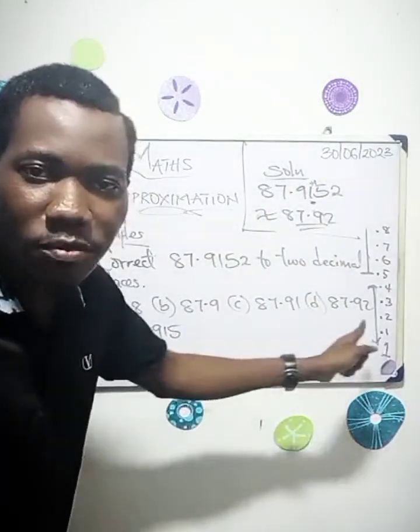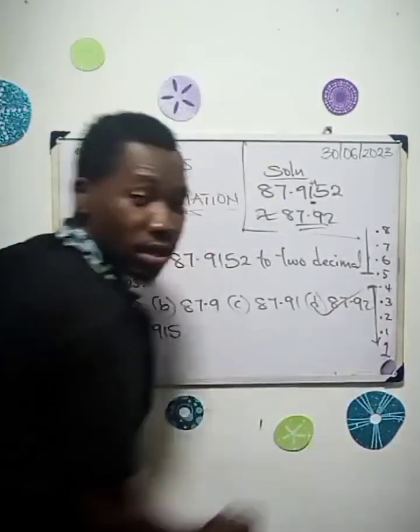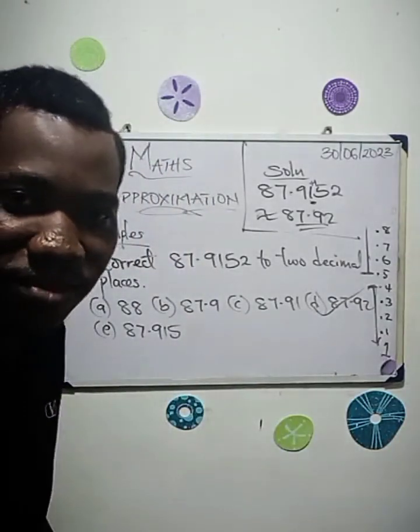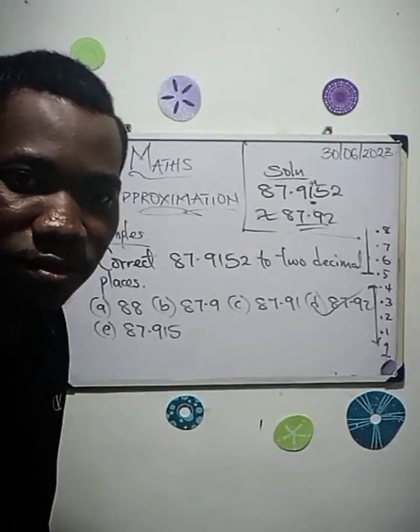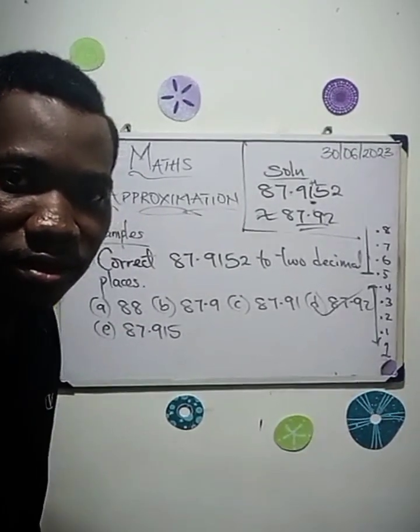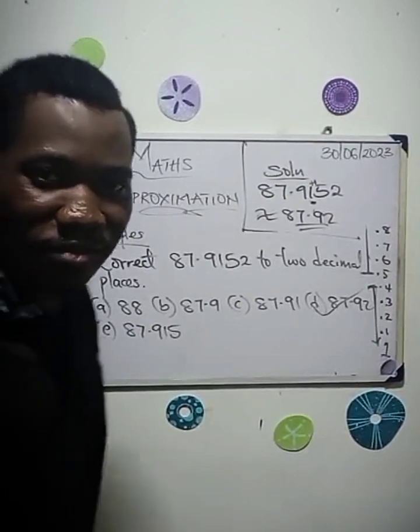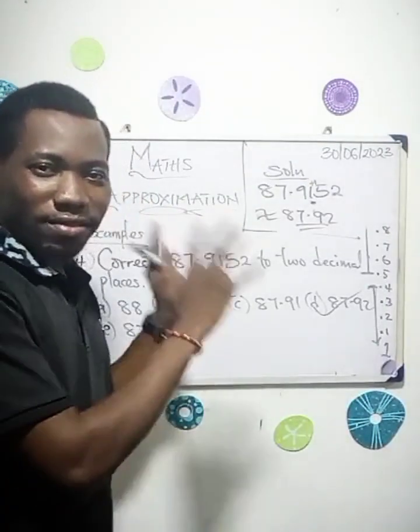So which of them is correct? 87.92. Yes, D is the answer. I hope we're getting this one.